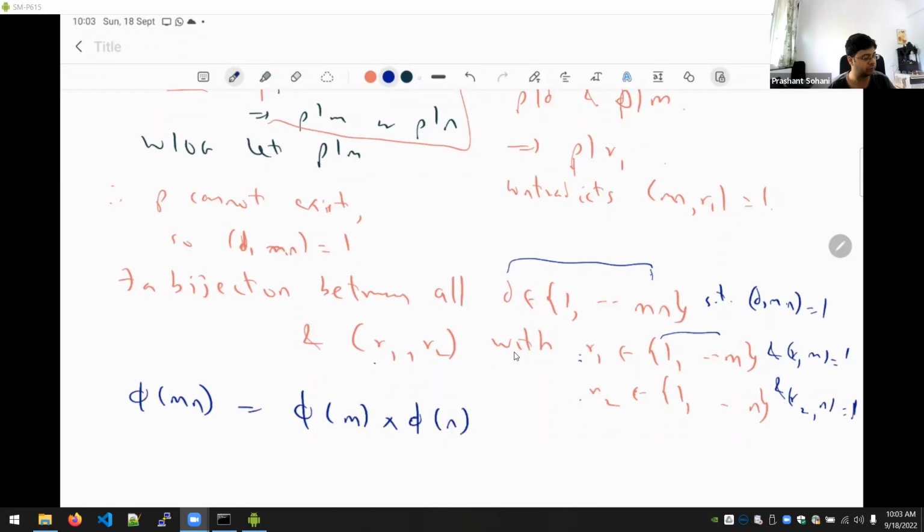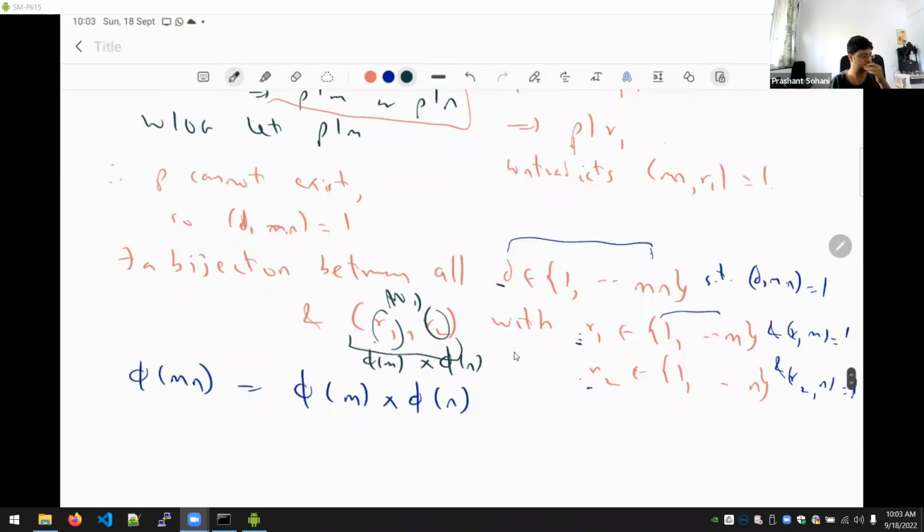Okay? So the number of such D is going to be equal to the number of such R1 and the number of such R2, right? This is the multiplicative principle which we use in combinatorics. That the number of ways to construct such an ordered pair R1, R2 is the number of ways to choose R1 and the number of ways to choose R2, which is phi of M into phi of N. Okay. So basically we have established that this phi is a multiplicative function.